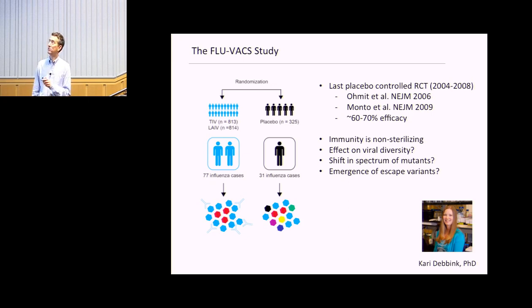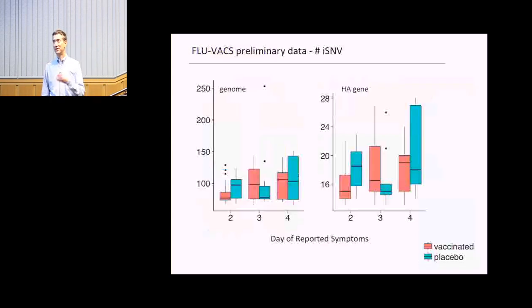And so what we've done is we've gotten these swabs out of the freezer and Illumina sequenced them and applied our variant caller. And here's just preliminary data, just a few things we're working on. So what we're looking at is by day of reported symptoms across the whole genome, how many single nucleotide variants are we detecting in both the vaccinated arm and the placebo arm? And then we're looking at a gene level. So you might think in HA or NA, which are the surface proteins of the virus, where your immune system targets, there might be differences whether you get the vaccine or not. So we're looking at the data for that.